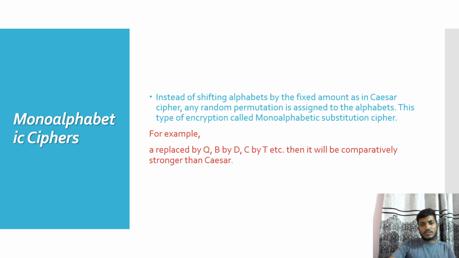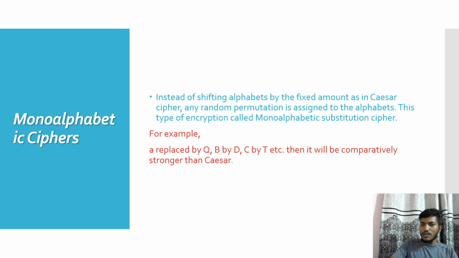Next, monoalphabetic ciphers. Instead of shifting alphabets by a fixed amount as in the Caesar cipher, where when k is 2 or k is 3 we shift by 2 or 3 letters, here it's not like that. Any random permutation is assigned to the alphabet. This type of encryption is called monoalphabetic substitution cipher. For example, A is replaced by Q, B is replaced by D, C is replaced by T, etc.